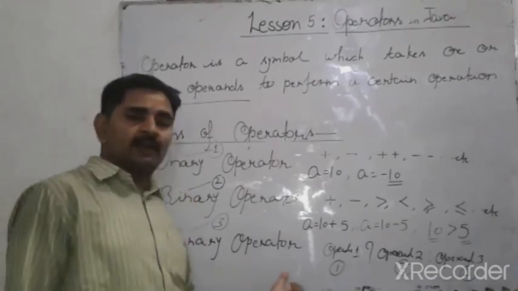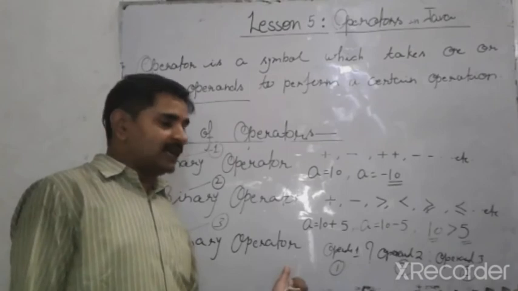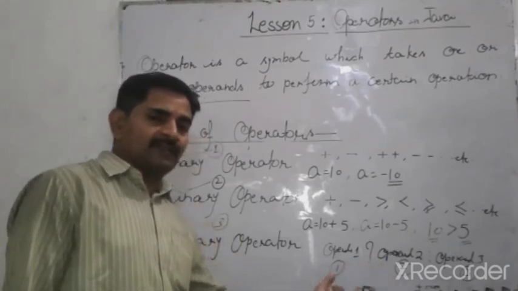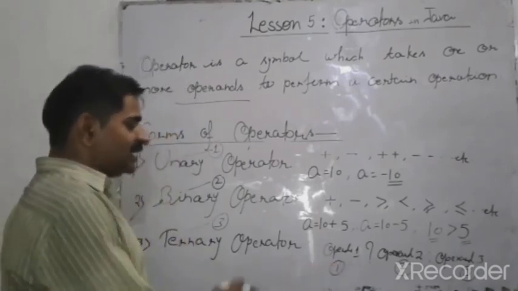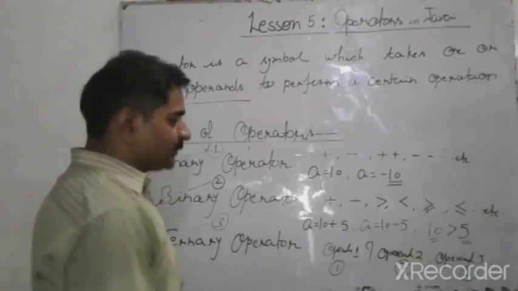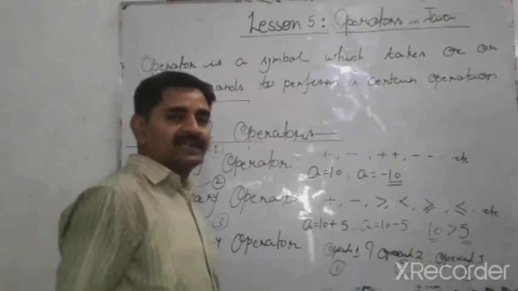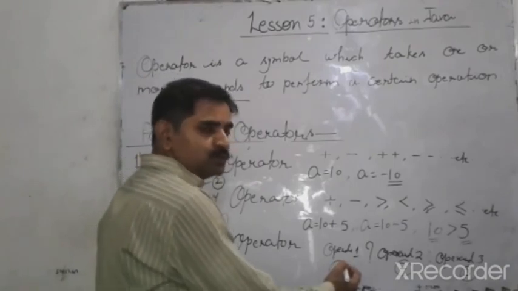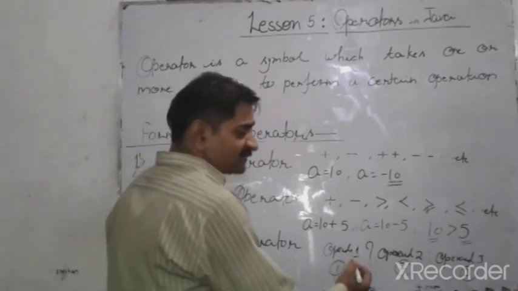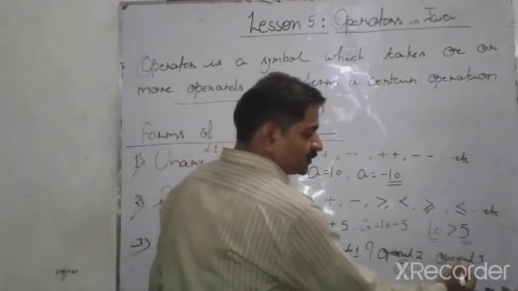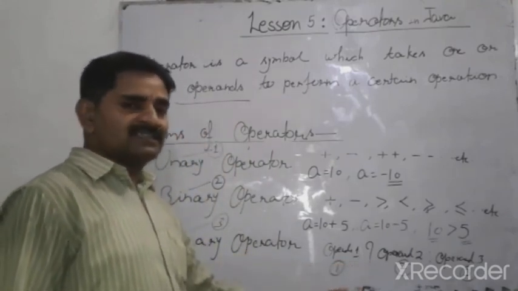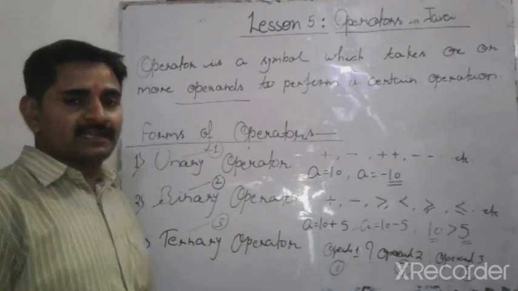Ternary operators are always used in the sense of if-then-else. That is why ternary operators are used to write statements in which operand 1 is the condition. If the condition is true, control goes to operand 2. If the condition is false, control moves to operand 3. So here you can see there are 3 operands. That is why these are known as ternary operators.